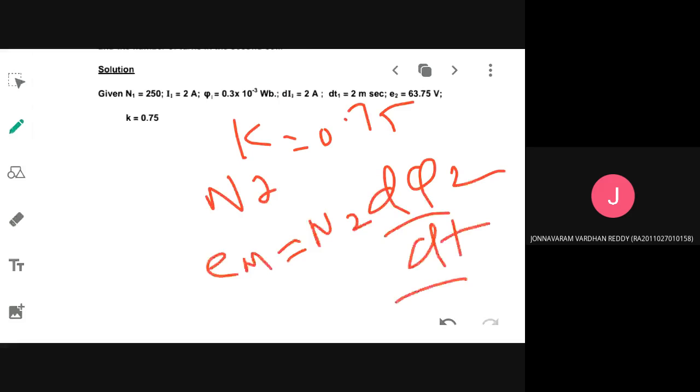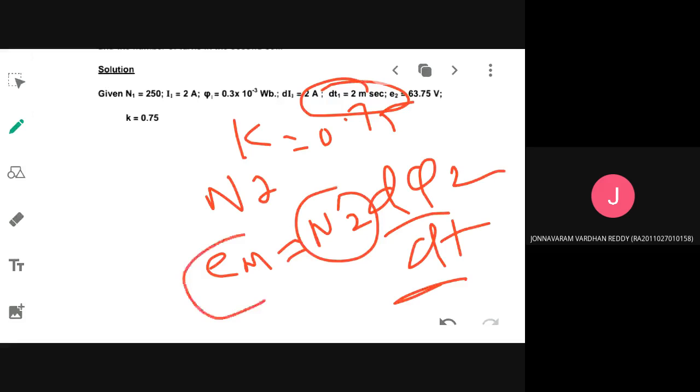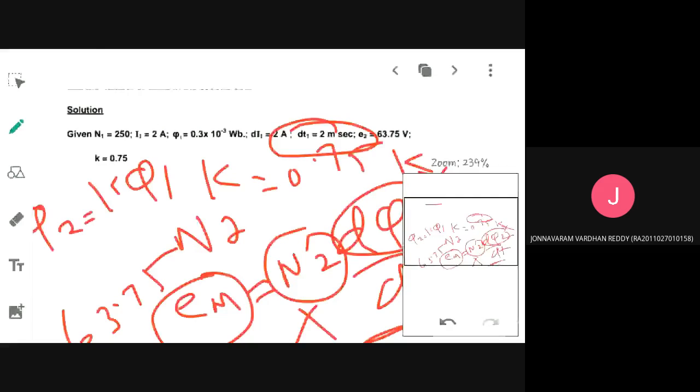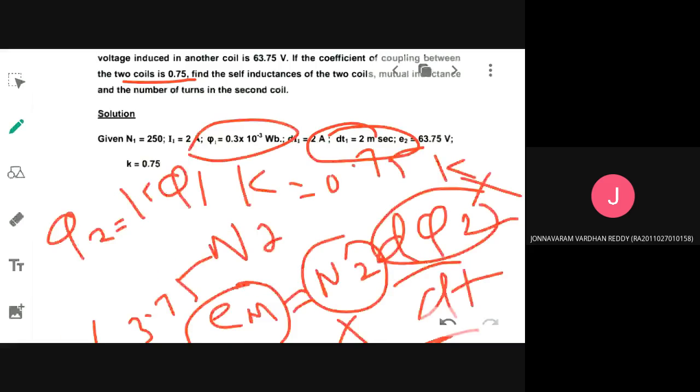dt is also given, that is 2 millisecond. N2 is the unknown factor that you are trying to find out. EM is 63.75. But φ2 is also not given. But they have given K. So using φ2 is equal to K into φ1, you can find out N2. φ1 is known to you, that is 0.3 into 10 to the power minus 3 Weber. Multiply that with the coefficient of coupling, and you will get how much flux is linking with the secondary coil. Solve for N2 and tell me the answer.